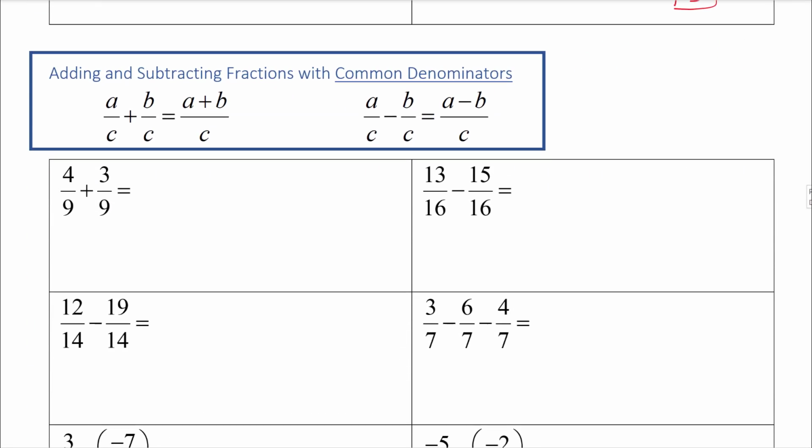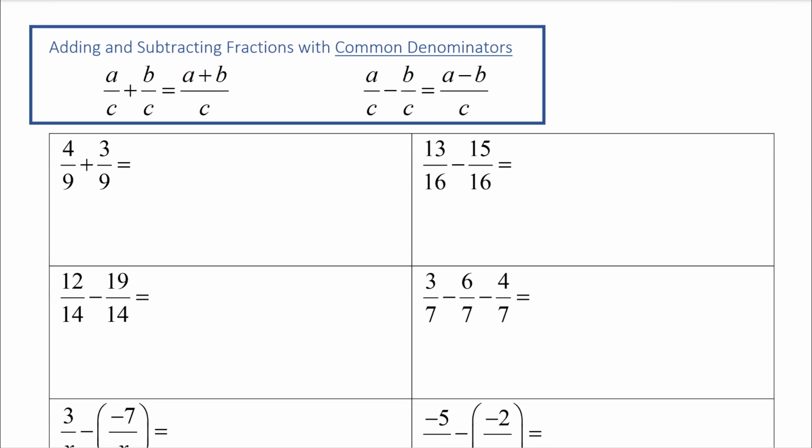Next, we're going to be adding and subtracting fractions with common denominators. So I'm going to start with the common denominators, and then we'll go to the denominators that are not the same. If your denominators are the same, so we have c and c, all you have to do is keep the denominator the same and add the numerators. Or subtract. Notice that it works for addition or subtraction, but all of the denominators have to be the same in order to add or subtract.